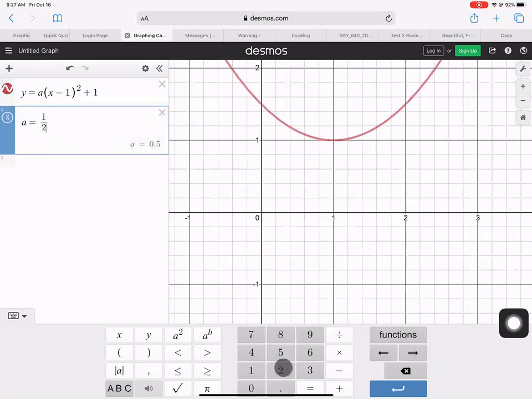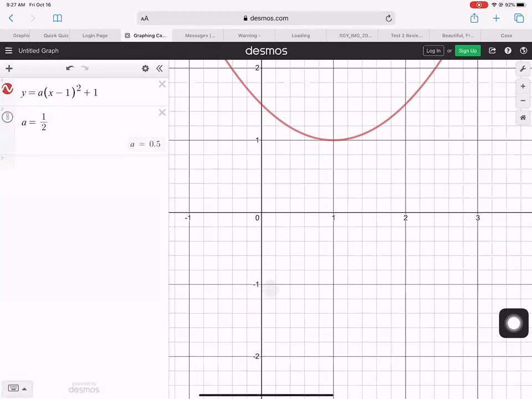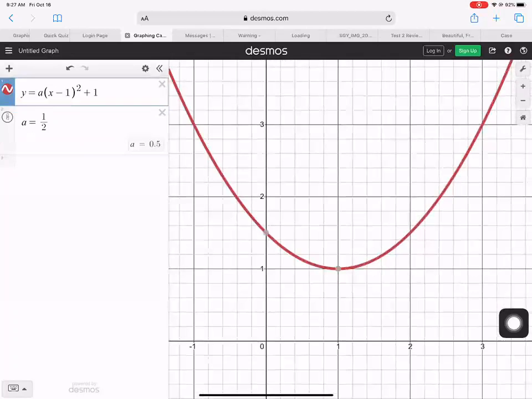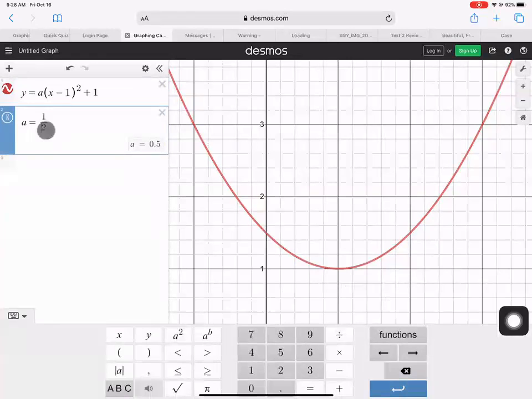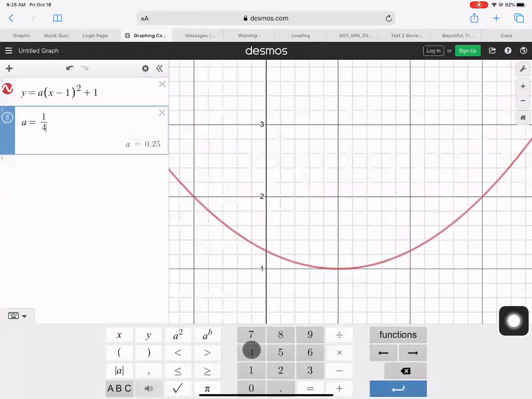1 divided by 2. 1/2. For my vertex, 1 step over would mean half a step up. Does that look like a half to you guys? If I change this to a 1/4, as you can see the graph becomes even more narrow, so more flat. So 1 step over would be a quarter of the step up.